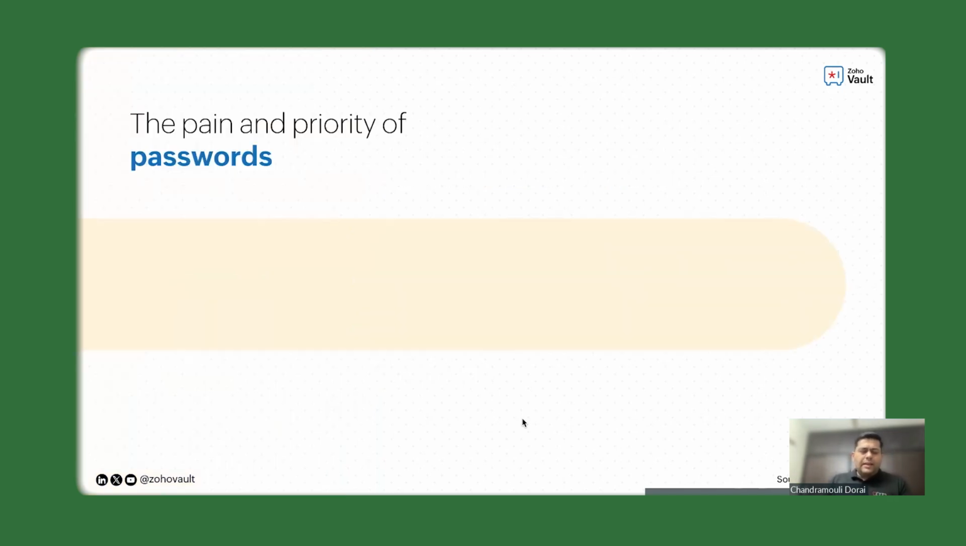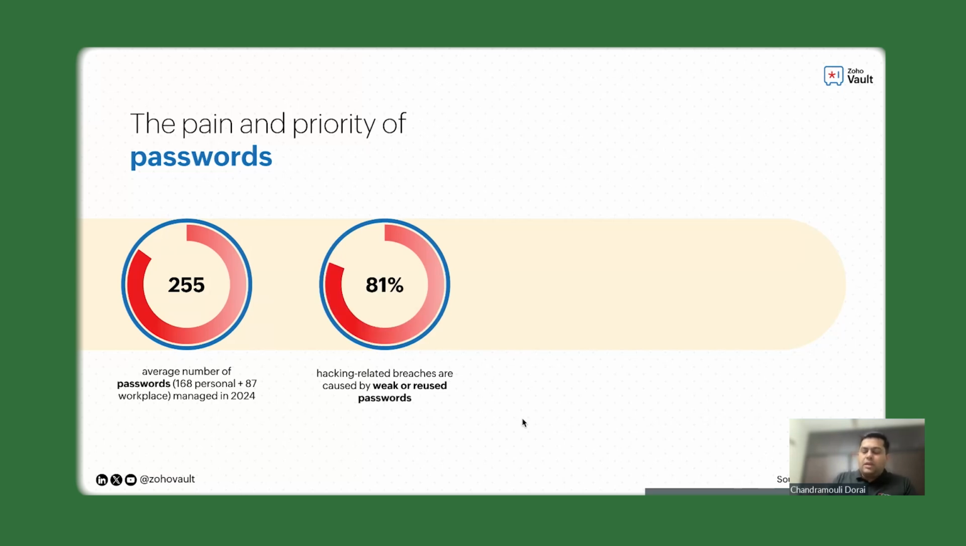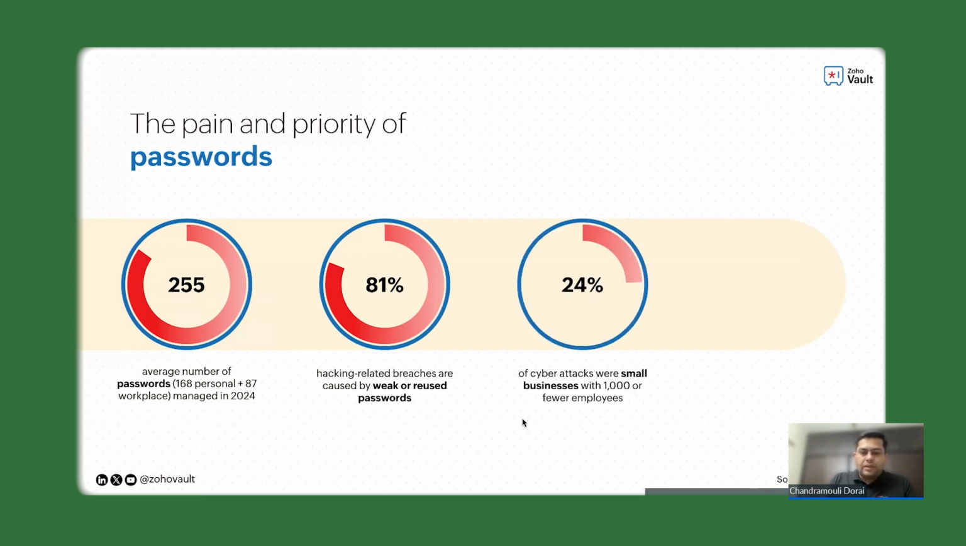So let's get started. What are the major pain points of having passwords and how do we manage them? Based on recent research from IBM and Verizon, an average individual uses more than 200 business and personal accounts combined, which is very, very huge, right? And most cyber threats or incidents are related to poor or weak passwords. More than 80% of all these incidents are due to poor or weak passwords.